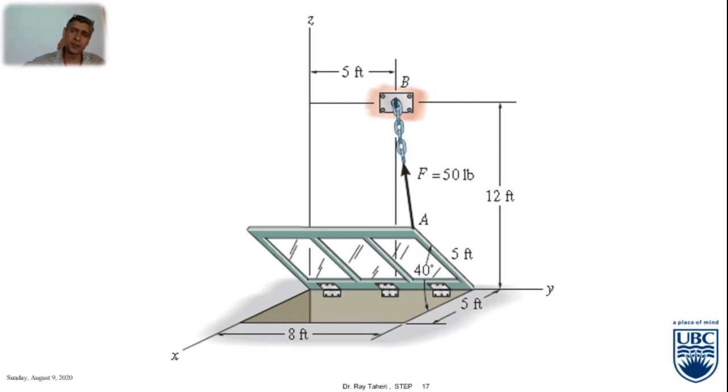And for the direction cosine, all you need to do is go back to the unit vector: the I component is the cosine alpha, the J component is cosine beta, and the K component is cosine gamma.